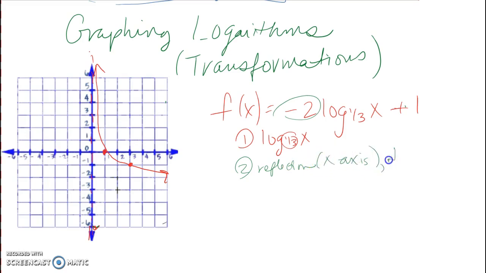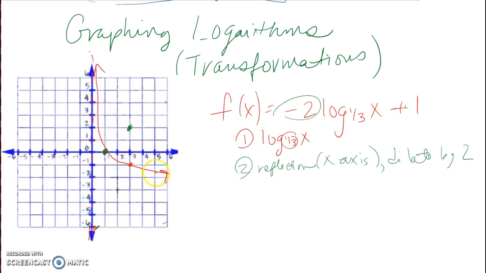It's also going to dilate by 2. Or dilate is another word for vertical stretch. Okay, so I'm just going to do that at the same time though. I just have to understand that the graph's flipping upside down. But I'm going to take this 0 and multiply it by this -2. So 0 times -2 is still 0. I'm going to take this y value. Now this y value is currently -1. -1 times -2 is +2.